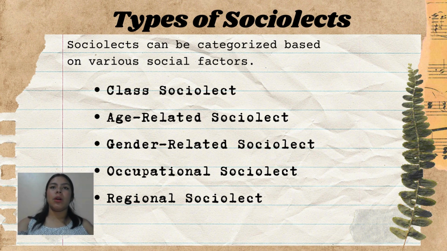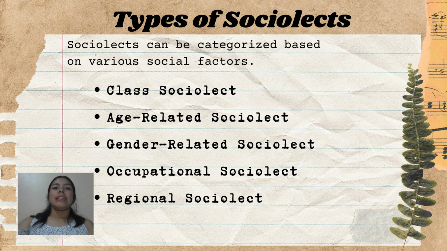Here we have some common types of sociolects. First, we have the class sociolect. The first study to prove this was done by William Labov, one of the most famous sociolinguists to have worked in the United States. We have two types. First, the upper class sociolect, that is the language used by people from higher socioeconomic classes, characterized by the use of more formal vocabulary and grammar. And the other is the working class sociolect, that is the language used by people from lower socioeconomic classes, which might include more colloquial expressions and slang.